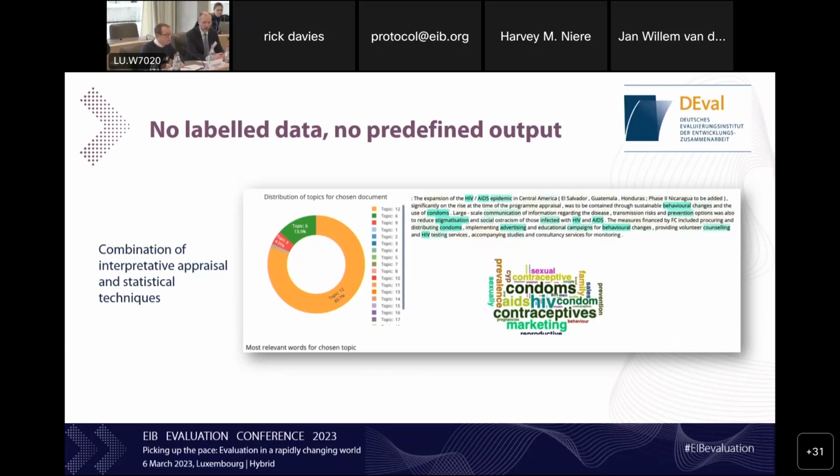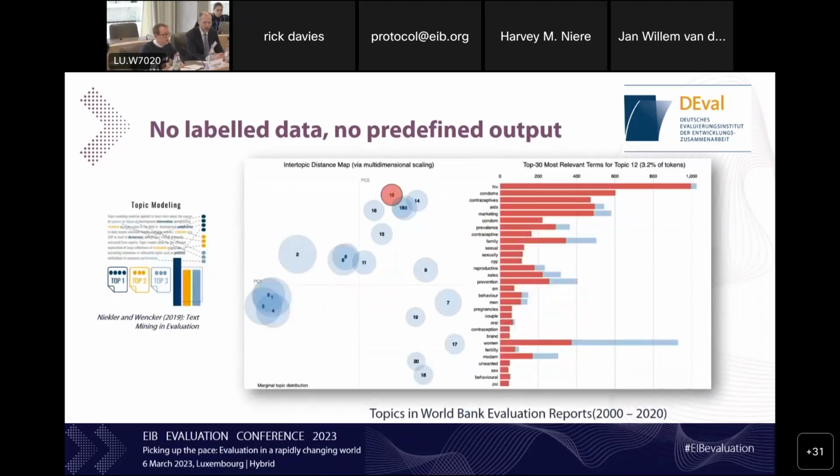So this, for example, would be a topic of sexually transmitted diseases, and the analysis was on World Bank evaluation reports between 2000 and, I can't see that right now, but I think it was 2020, which we summarized to get an idea of the topics that are in these evaluation reports and how they develop over time.